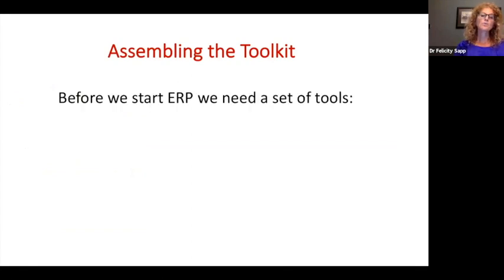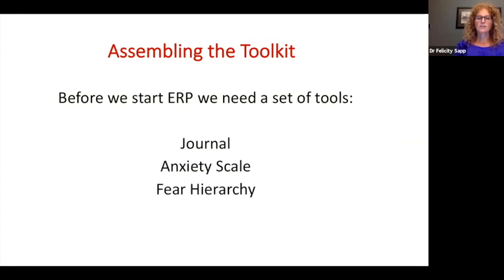So I want to talk a little bit about assembling the toolkit, because before we start ERP, we actually need a set of tools. And again, I use lots of analogies, as I mentioned earlier, but skiing or snowboarding, would you go to the top of the mountain and just come on down if you've never taken a lesson? No. You need to learn how to stop. You need to learn how to turn. You need to learn pizza and French fries and how to ride on a lift. Same thing with ERP. We need some tools. So the tools that we need are a journal, anxiety scale, and a fear hierarchy.